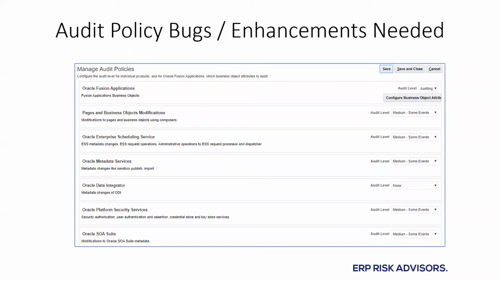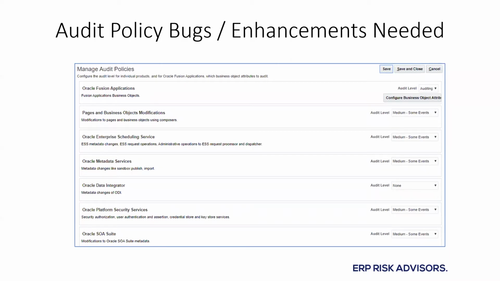As background, we recommend that the core audit policies, pages and business object modifications, Oracle Enterprise Scheduling Service, Oracle Metadata Services, Oracle Data Integrator, Oracle Platform Security Services, and Oracle SOA Suite, as seen on the screen, are all enabled prior to going live. We also recommend that these should be set to the level of high. These form the foundation of your ITGCs and change management population.